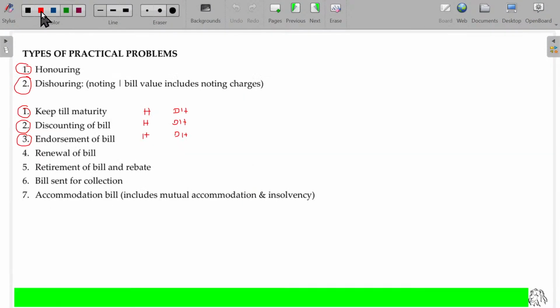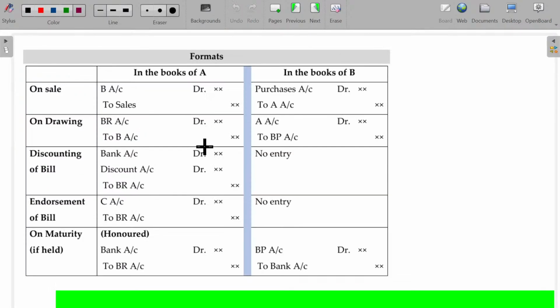So we have completed keep till maturity and honoring on maturity. Discounting of bill and honoring on maturity is also over. Endorsement of bill and got honored on maturity is also over. So we have completed all the three. Now we'll be moving on to the dishonoring situations.